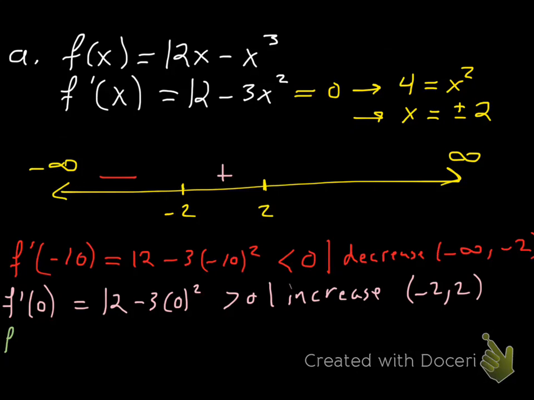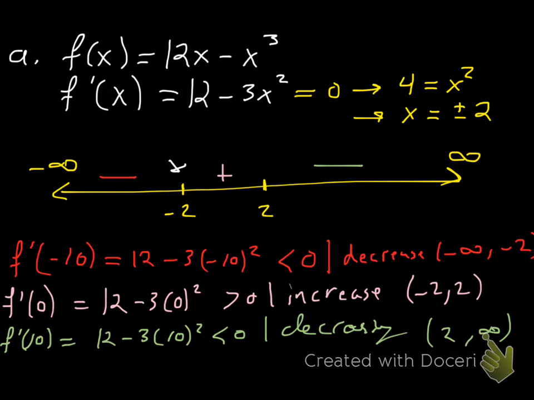Now we'll pick one more number to try. Maybe 10 will fit in that interval from 2 to infinity, and that again will be less than 0, so we're decreasing from 2 to infinity. And we went from increasing to decreasing, so we're going to have a maximum at 2.